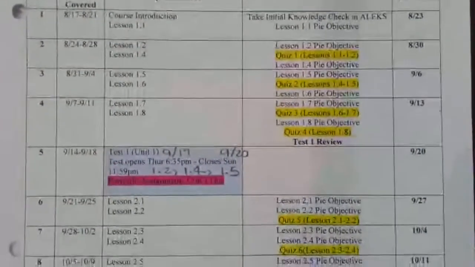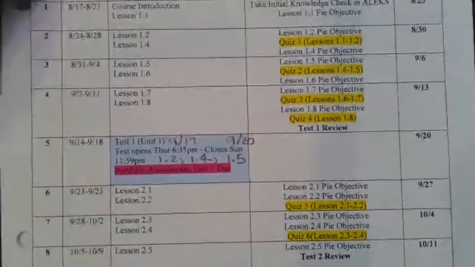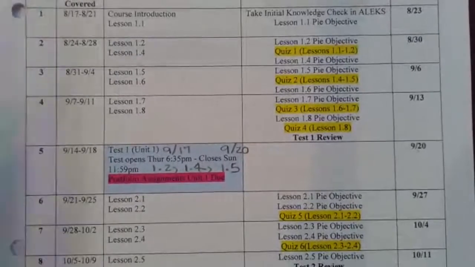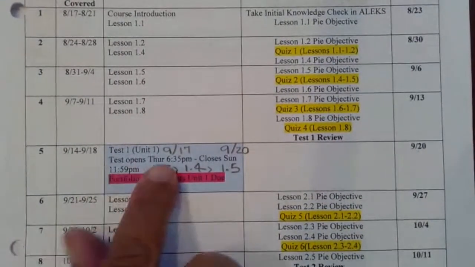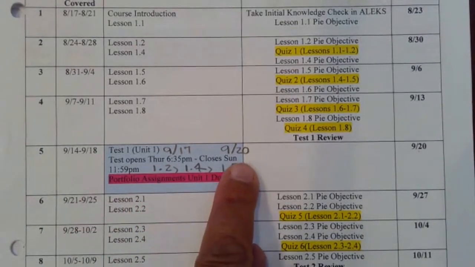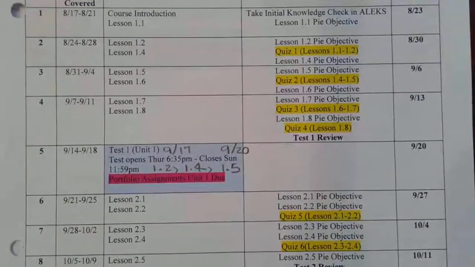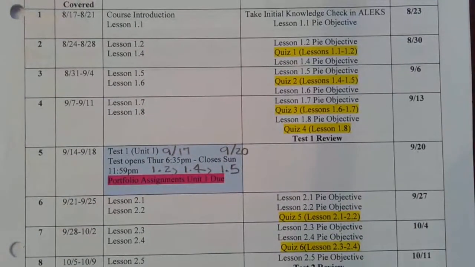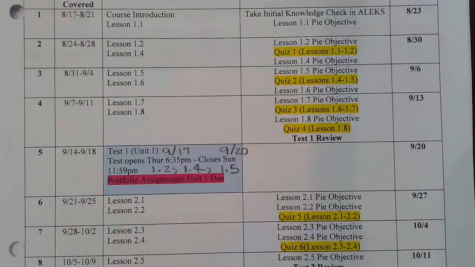Okay, so what you see there, just want to keep reminding you that this is why you should have this printed and in your notebook for every class that you take. Just wanted to remind you the test for Unit 1 opens on 9/17 at 6:35 p.m. and closes on 9/20 at the latest, by 11:59 p.m. That's the closing time for everything. All the portfolios for Unit 1 are due, and that would be Portfolio 1.2, 1.4, and 1.5.